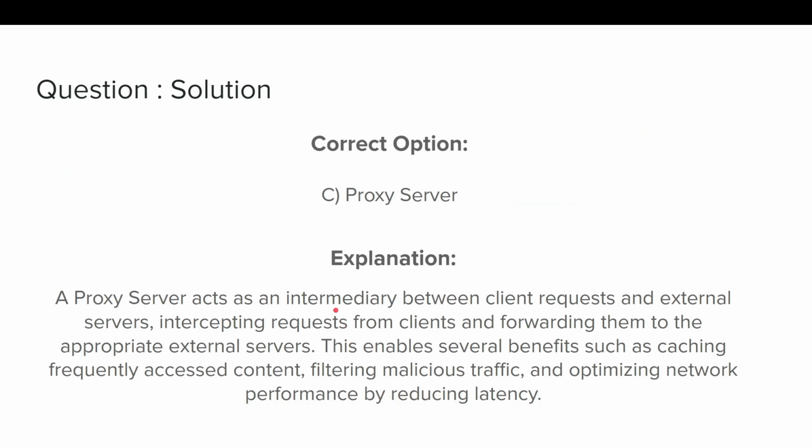Like I said, it is going to act as an intermediary, sitting in between. This is the client, this is the server, and it is sitting in between. It has a lot of different tasks, right from intercepting the request, forwarding them to the external servers, caching, filtering malicious traffic, optimizing network performance, content filtering, deciding what traffic should go and what should come in, inspecting the traffic. So, a lot of different things, also masking IP addresses, right?